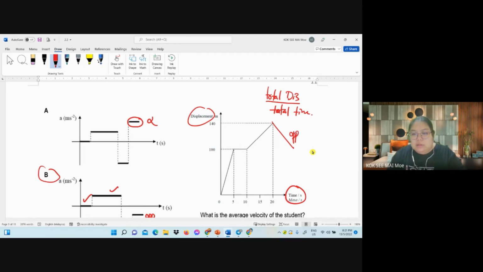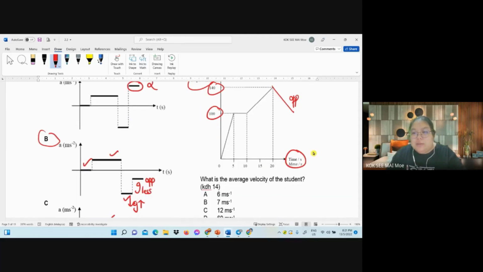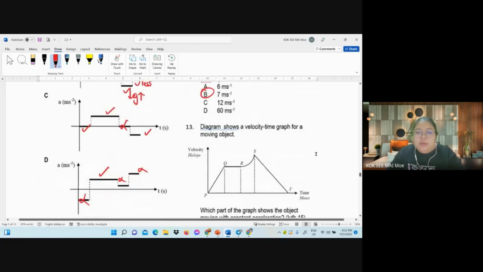So when starting at 100, then it continues to move until 140. So that means I know the total displacement is 140. Total time taken is 20. So I get the answer is 7 m/s. Okay, 13, VT graph.